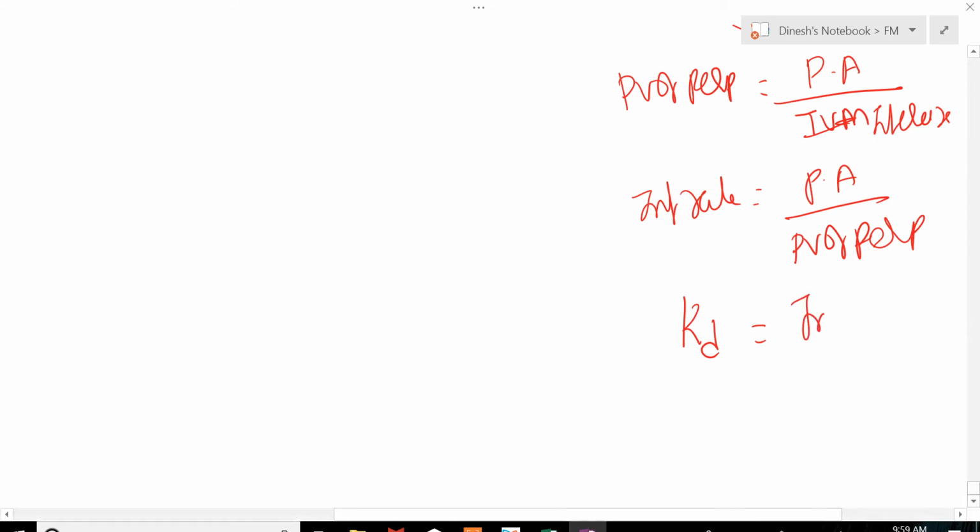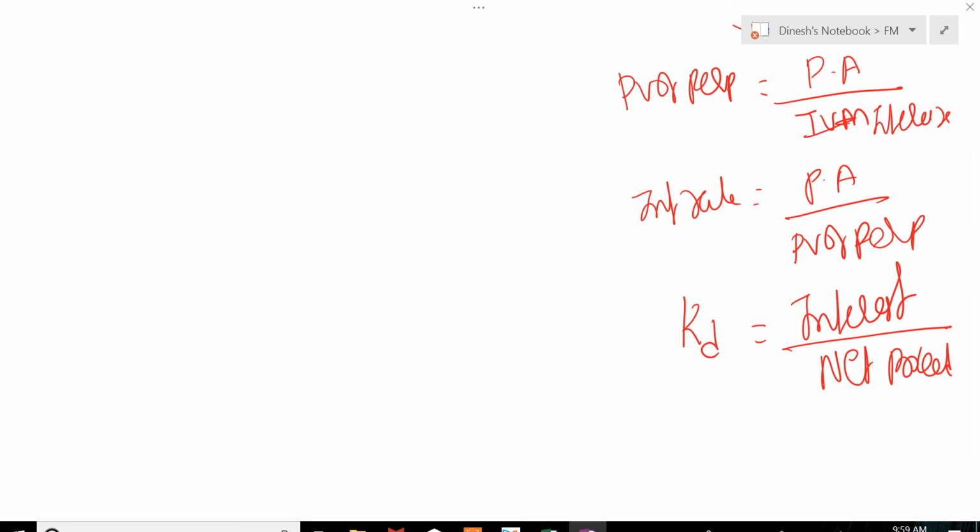Perpetuity amount is technically called interest. Every year you will receive interest. This is in rupees. Present value of perpetuity is nothing but net proceeds. What is net proceeds? I'll explain, but basically it is the money which you are going to get. So cost of irredeemable debt is equal to interest divided by net proceeds.